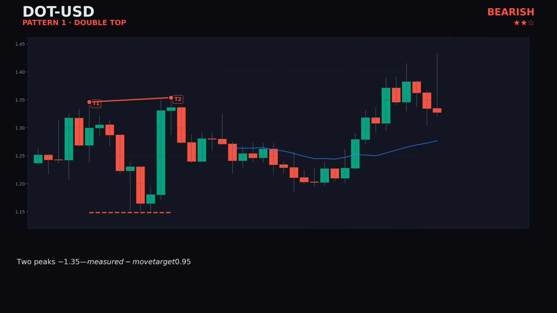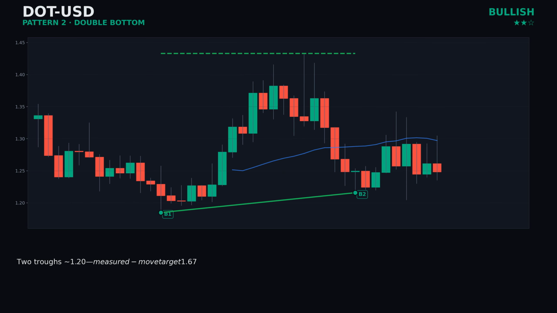Pattern number 1, this is the double top. It's a bearish formation with 2 out of 3 strength. 2 peaks, 135, measured move target, 0.95. You can see on the chart exactly where the key swings line up. That's what confirms the structure, not just my word for it. The textbook measured move projection is 24.2%. That's the typical decline once the pattern fully completes. It's a guide, not a guarantee, so we still need our SL in place.